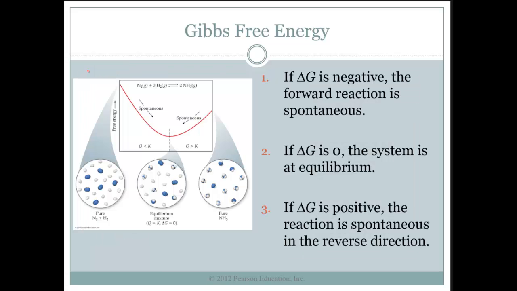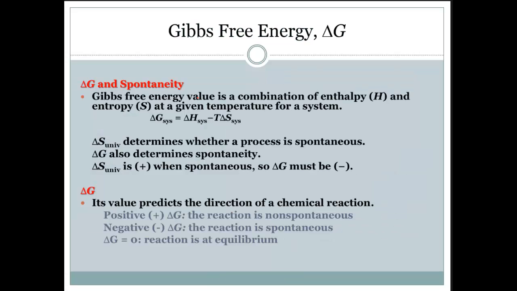So let's take a look at this. This is the free energy increasing. If delta G is negative, going in this direction, going down, the forward reaction is spontaneous. If delta G is 0, it is at equilibrium. When delta G is positive, the reaction is spontaneous in the reverse direction.